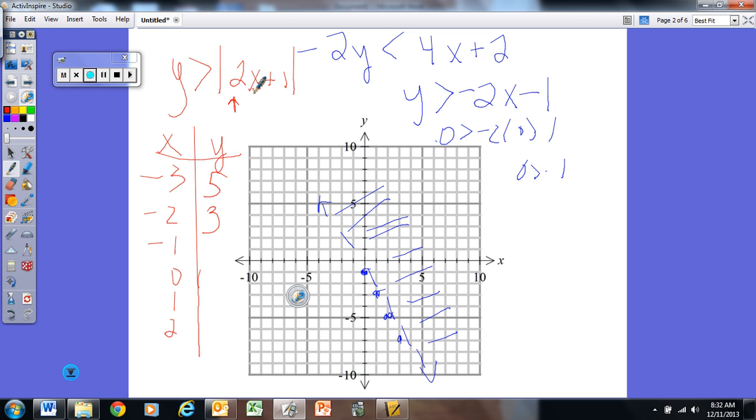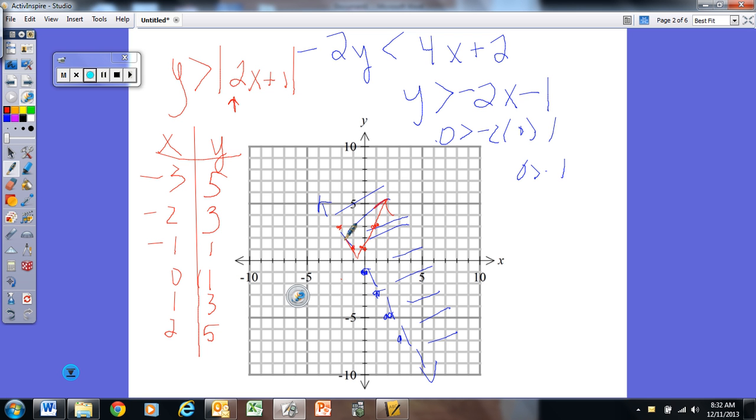Plug in negative 1. 2 times negative 1 is negative 2, plus 1 is negative 1. Absolute value is positive 1. 0 is also positive 1. 1 is 3, and 2 is 5. So it looks like this. Negative 1, 1. That doesn't make sense. Oh, yes, it does. Negative 2, 3. So we know absolute value graphs look like a V.